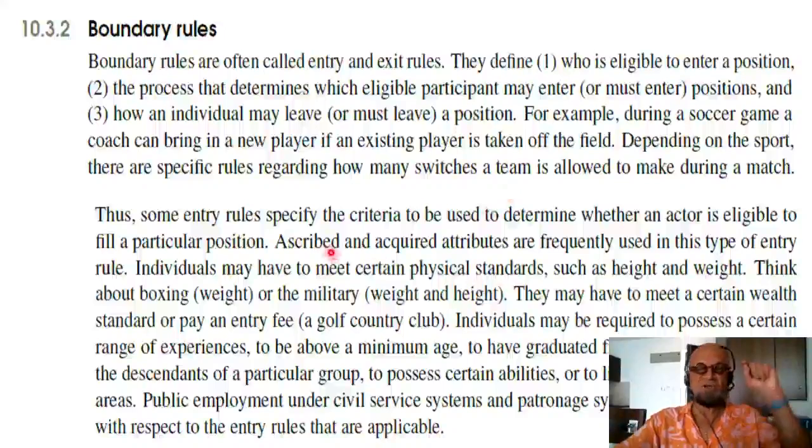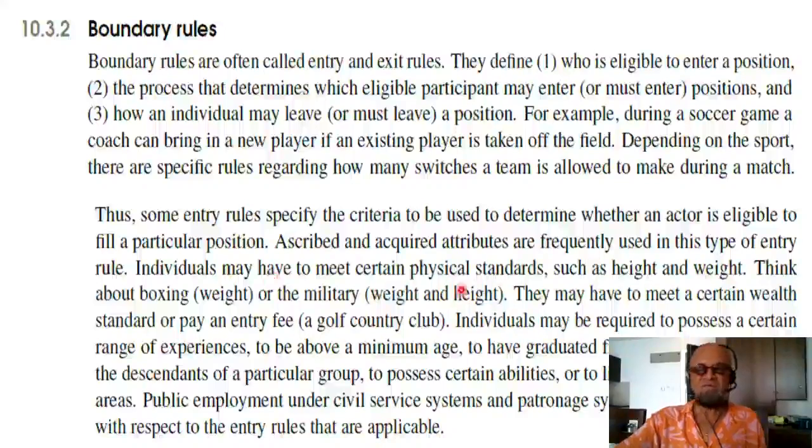So you're still working with boundary rules, position rules, outcome rules, and so on, scope rules. Thus, some entry rules specify the criteria to be used to determine whether an actor is eligible to fill a particular position. Ascribed and acquired attributes are frequently used in this type of entry rule.